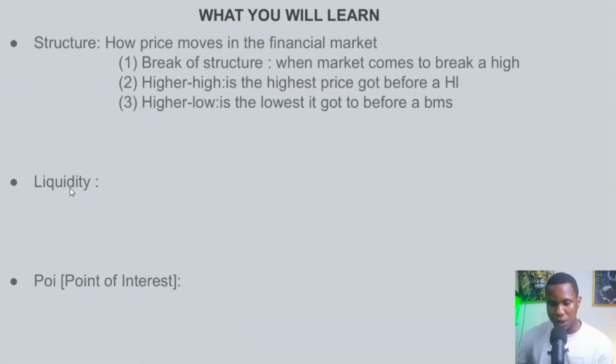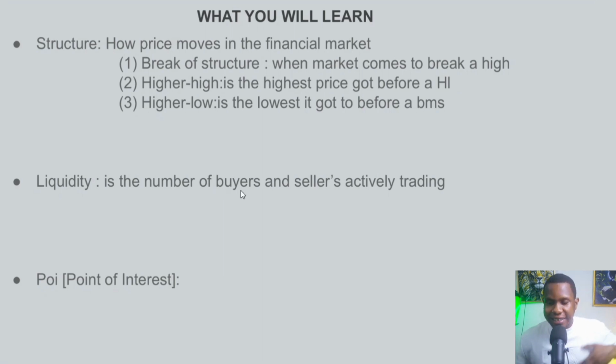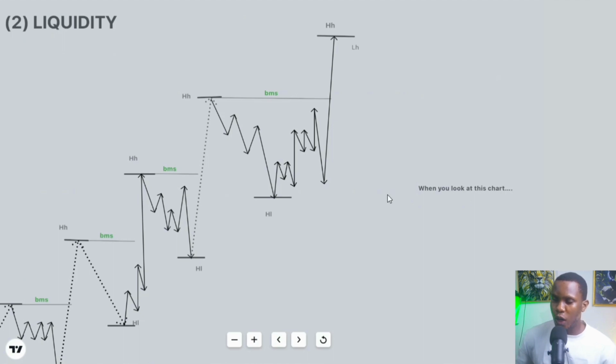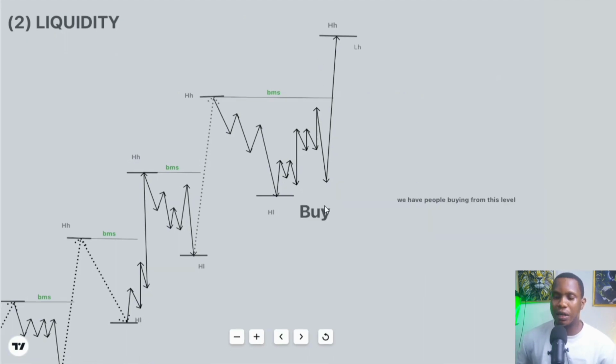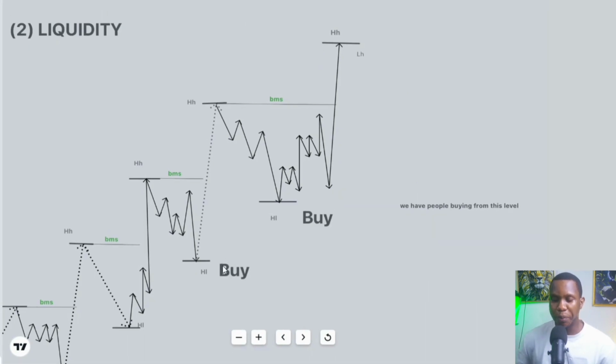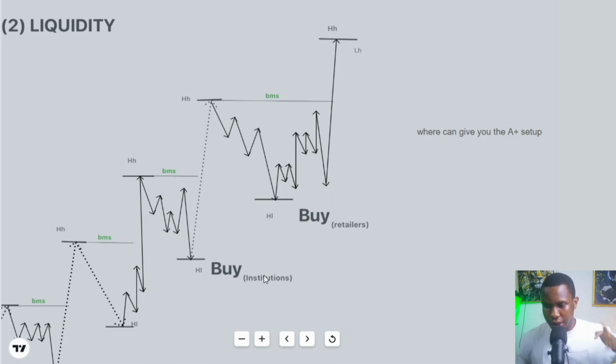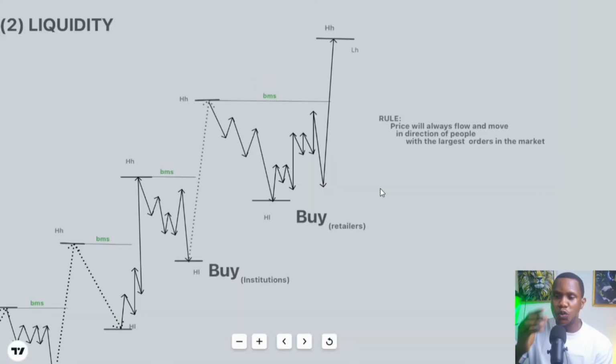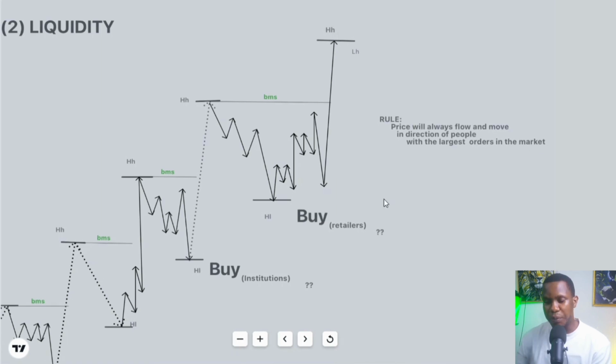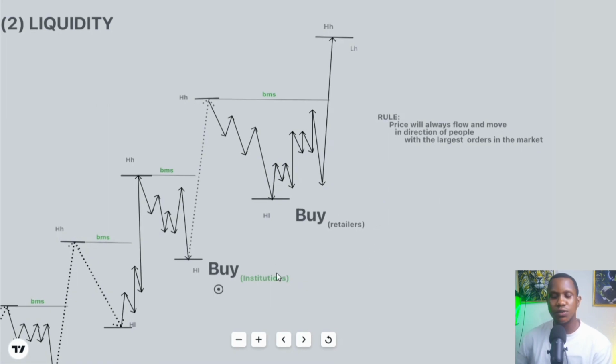Let's talk about liquidity. Liquidity is a number of buyers and sellers actively trading at a time in the market. When you look at this chart right here, people want to buy here. There are people who want to buy here. There are two types of market participants: retailers, which are me and you, and the institutions here. So let me ask you guys, where will give you an A+ setup? There's a rule that says that price will always flow and move in direction of people with the largest orders in the market, and people with the largest orders are the institution, guys.